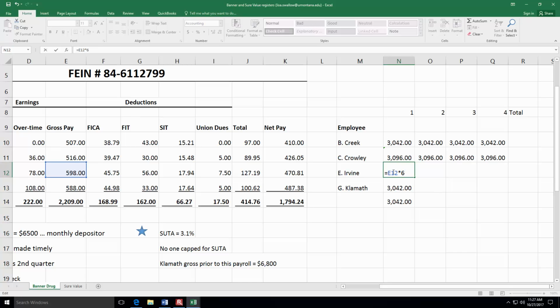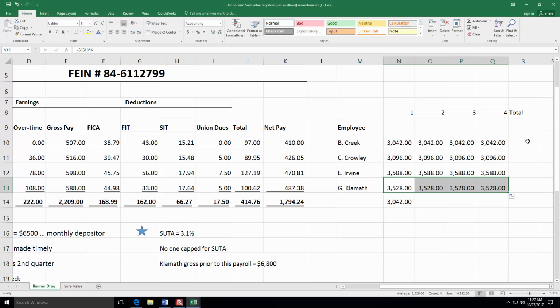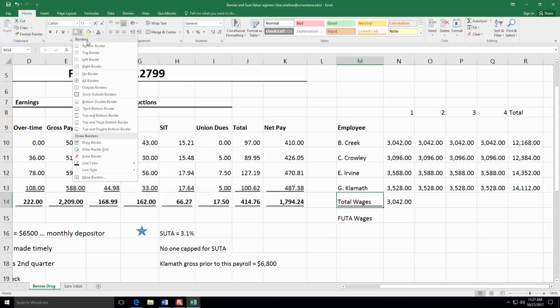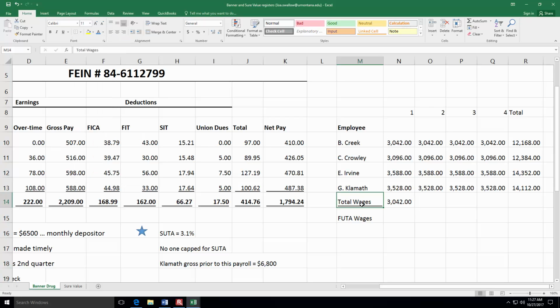So once we get to this, you can see just by eyeballing it how many of our employees have capped over the course of the year. Have any of them capped? Have they all capped? What do you think? They've all capped, right? They're all over 7,000.